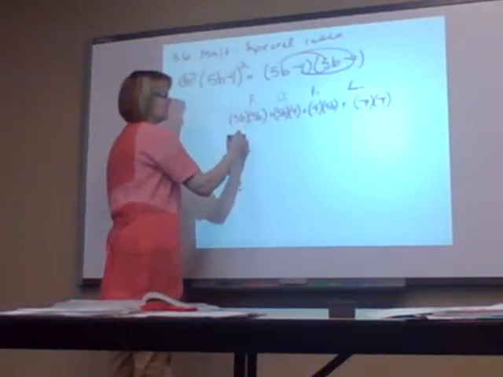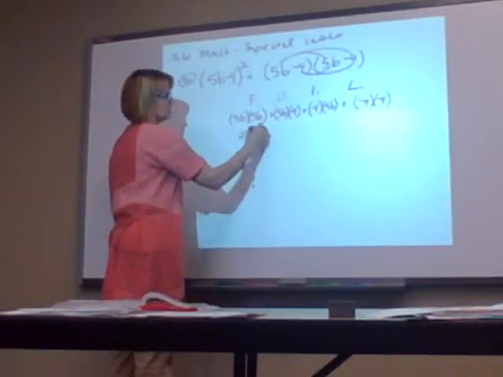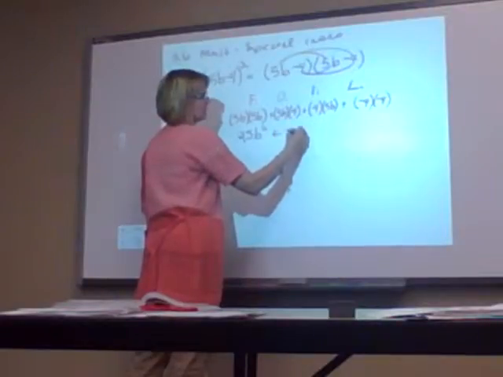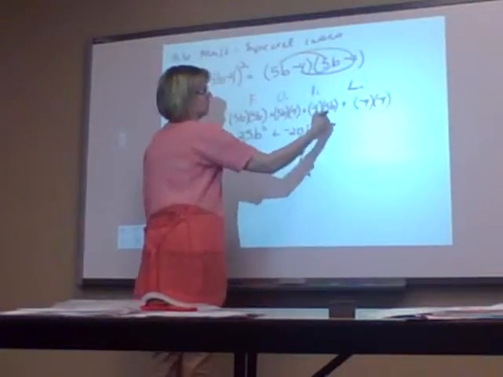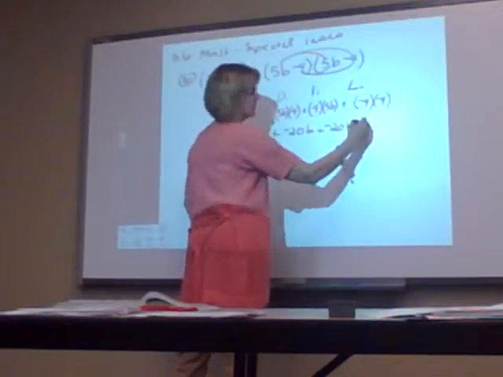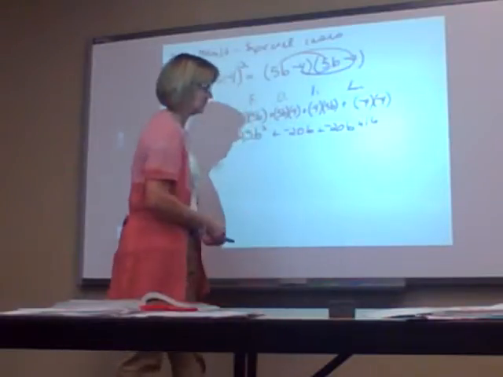5b times 5b is 25 for the numbers part, and then b times b is b squared. 5 times negative 4 is negative 20b. Same thing here, negative 20b. And then negative times negative makes that a positive 16. That's a plus.